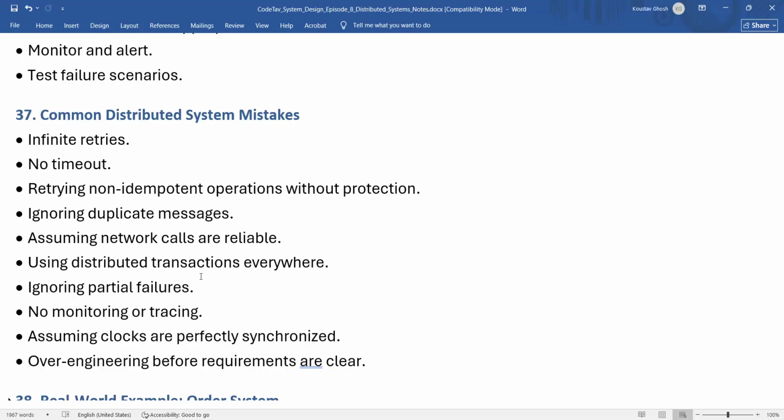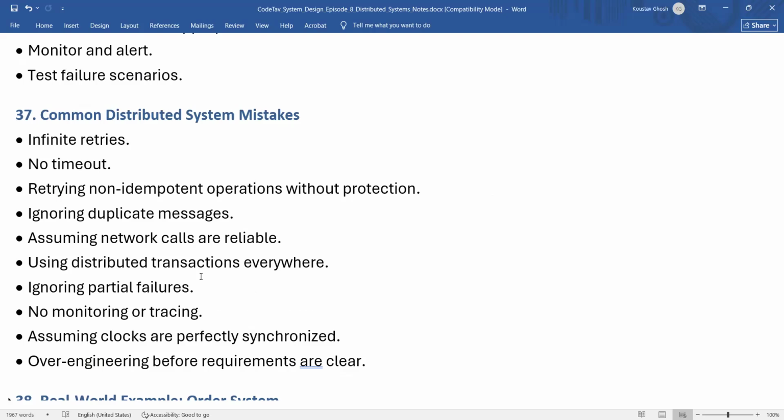Network calls can fail. Mistake 5 is ignoring duplicate messages. So at least once delivery can produce duplicates. Mistake 6, no monitoring. Like if you cannot observe the system, debugging becomes very difficult. Mistake 7 is over engineering. Like don't introduce Kafka, distributed locks, or complex coordination mechanisms without a real requirement.